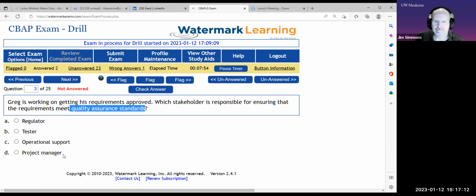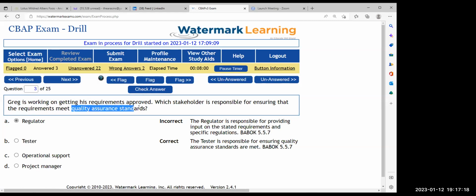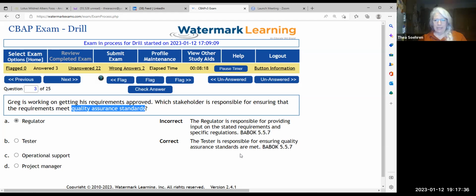Regulator. Regulator. What? I was thinking tester. Speed threw us off. Speed kills. Just remember, speed kills. What does that mean? We answered too fast. Whenever you jump to the answer, you've got to go, wait a minute, let's be sure.